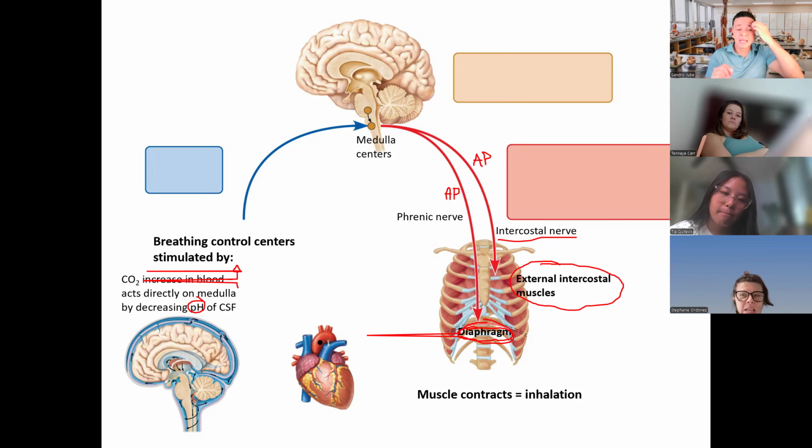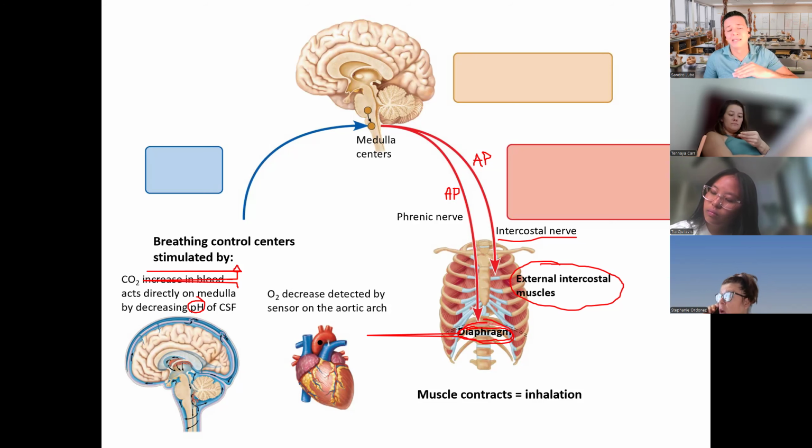So the main stimulus for our breathing is not even the level of oxygen gas in our blood. The level of oxygen is the second important signal. The most important is an increase in CO2 level in the blood, which is going to cause the blood to become acidic, cause the CSF to become acidic, activating the medulla center and leading to the contraction of the diaphragm and the external intercostal muscles, leading to an inhalation. Okay?